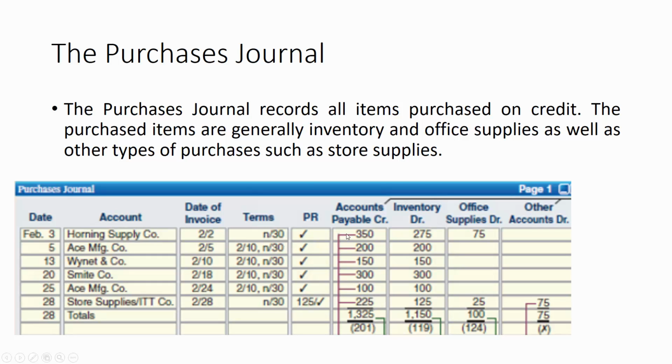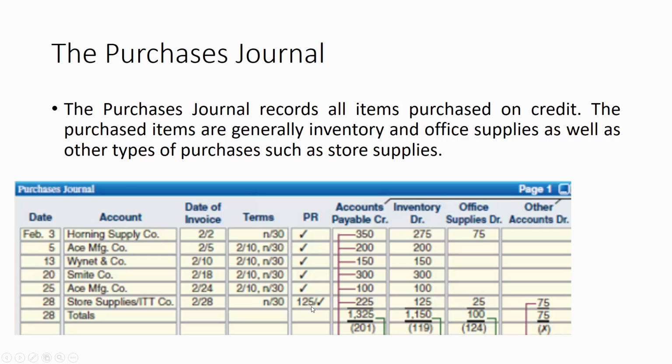So here we have a simple journal, but we have a little bit more of a complicated transaction. In the first one, we're purchasing from this vendor, but we are purchasing inventory as well as office supplies. The rest of these are just purchases of inventory, but at the bottom we have one where we're purchasing store supplies. So we're going to describe it, we're going to put the name of the company, the date of the invoice, the terms, etc.